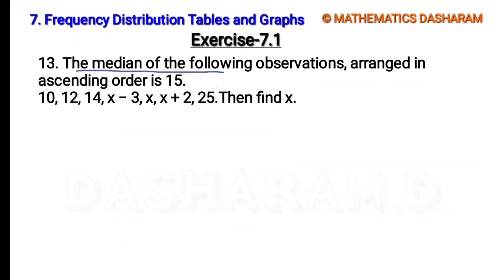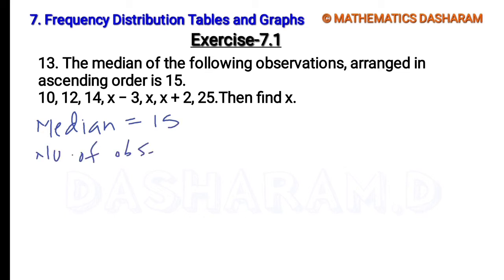The median of the following observations arranged in ascending order is 15. So the median answer given is 15, and he said these observations are in ascending order, so there is no need to arrange them again in ascending order. So given that the median equals 15.